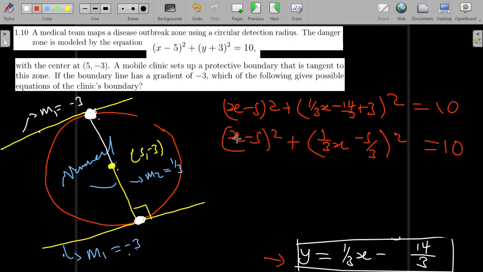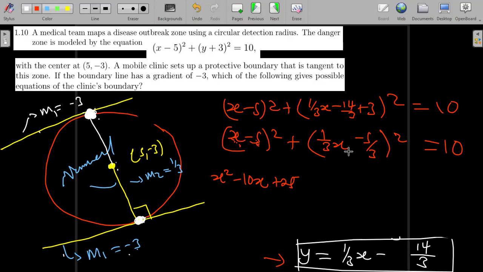So now we can expand: x multiplied by x is x squared, x multiplied by this, minus 5x, minus 5x, so I have minus 10x. 5 multiplied by 5, 25. Okay, so now how do I expand what I have here?